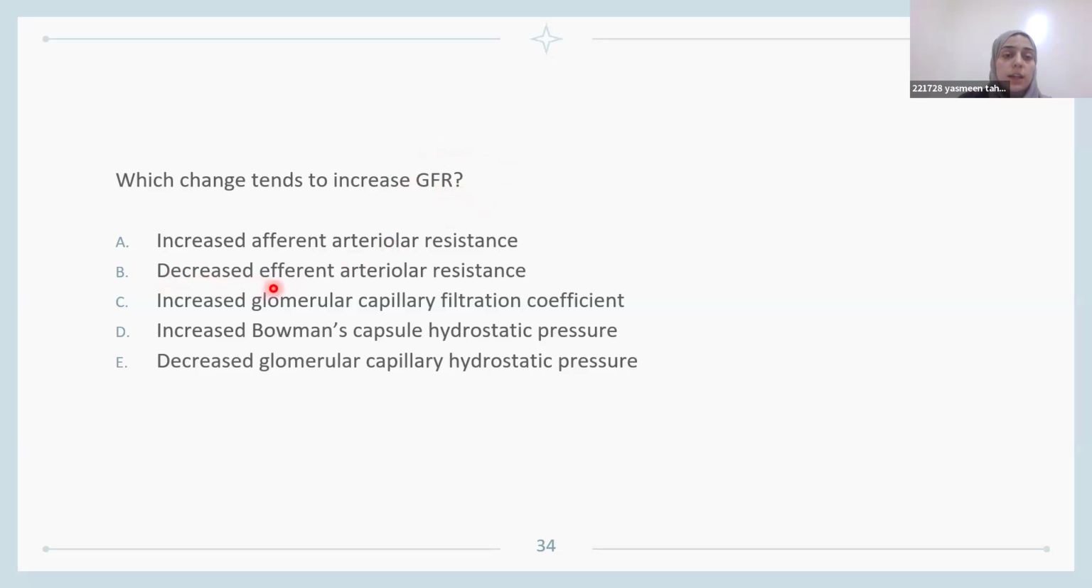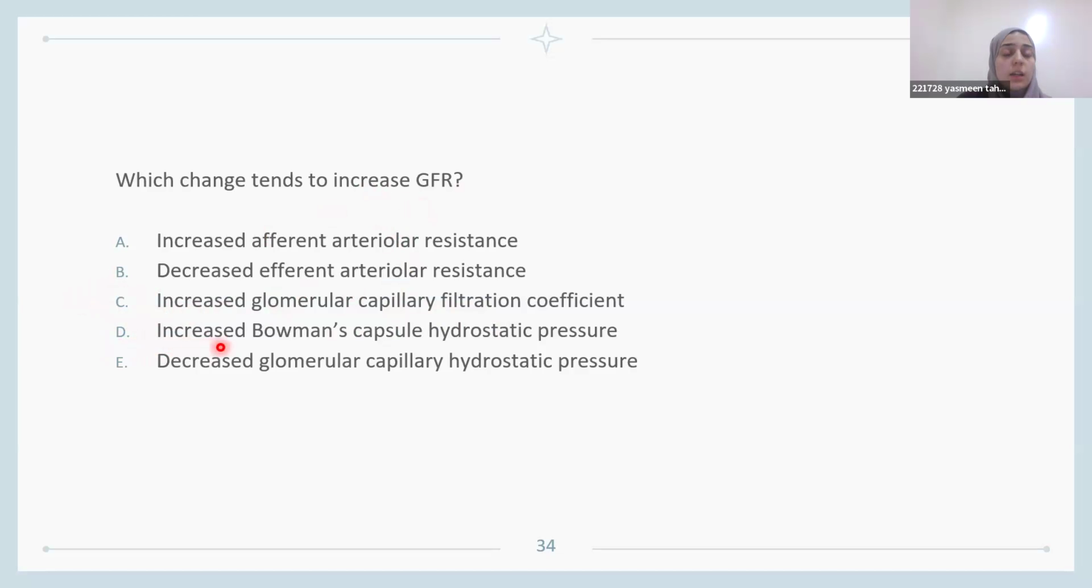Second option is decreased efferent arteriole resistance. So notice here it says decreased. If the efferent arteriole resistance is decreased, that means the blood leaving the glomeruli is going to have an easier time leaving the glomeruli. So we will not have as much hydrostatic pressure in the glomeruli to have a good GFR. So this is not going to increase the GFR. C is increased glomerular capillary filtration coefficient. This is a direct one, filtration coefficient. If it's increased, it increases the GFR. So the answer here is C.